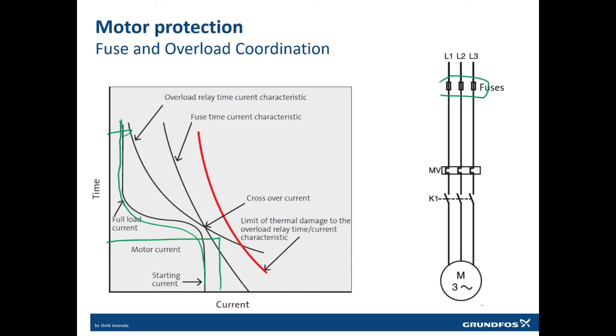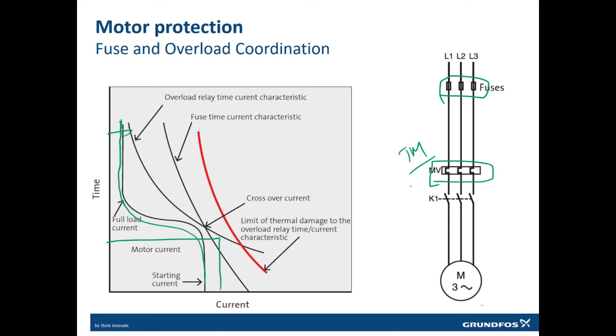So typically all of these protections are given to the motor. These fuses are giving short circuit protection. This thermal or TM, thermal magnetic overload, is giving slow overload protection. So the motor is usually protected for all of this.